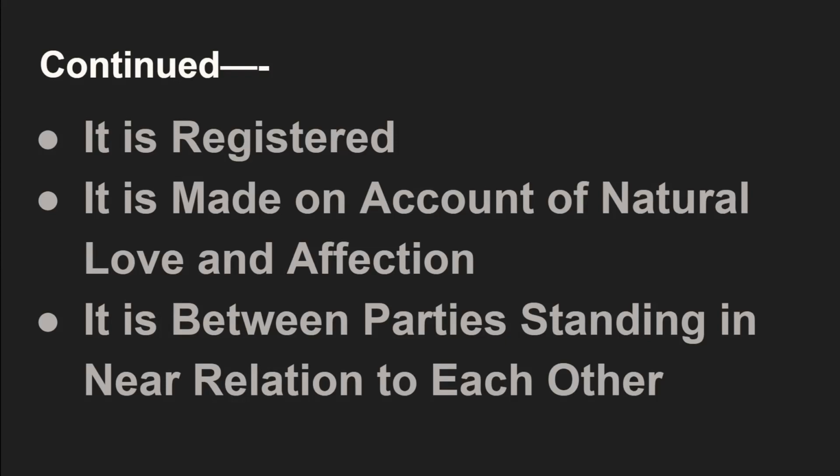You know that when they are gifting somebody something, a property, vehicle, their house, anything, that agreement will be in writing. Then it has to be registered. The will is always registered, or the gift deed is always registered. Then it is made on account of natural love and affection. They have no personal interest. It has to be out of natural love and affection. Now it is between parties standing in near relation to each other: husband and wife, parents and children, grandparents and grandchildren. Only in such transactions will this contract be valid.